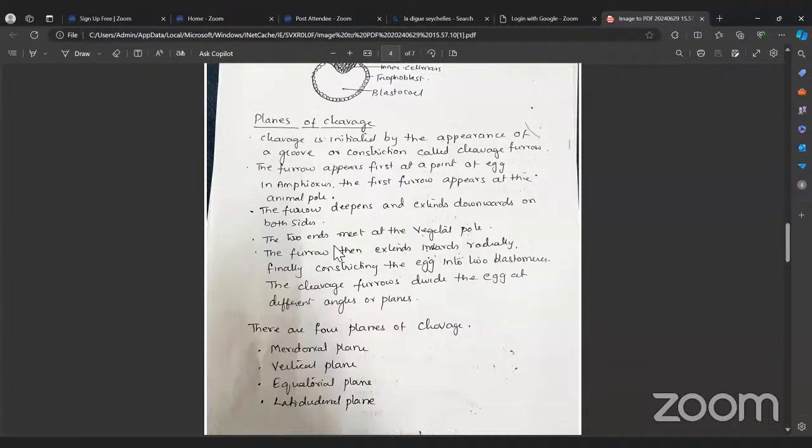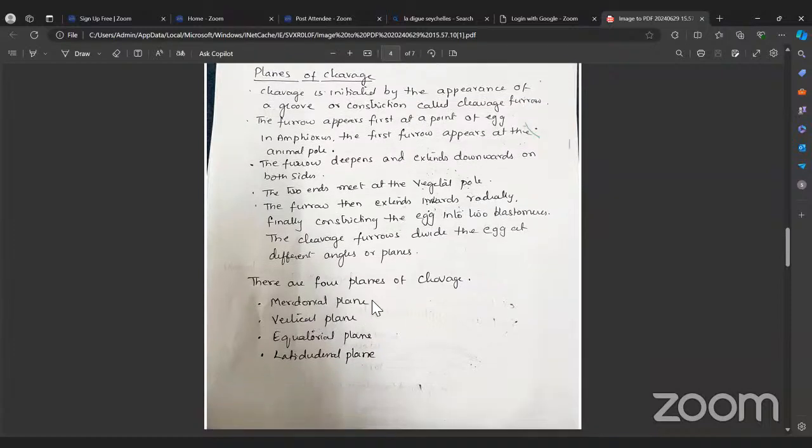Now, coming to the solid ball of cells, based on the vegetal pole and the animal pole, we know that the cleavage cannot occur in the vegetal pole. When it cannot occur in the vegetal pole, how is the cleavage occurring? How does the plane go from the animal pole to the vegetal pole? Based on those, we will see that there are four types of planes: meridional plane, vertical plane, equatorial plane, and latitudinal plane.